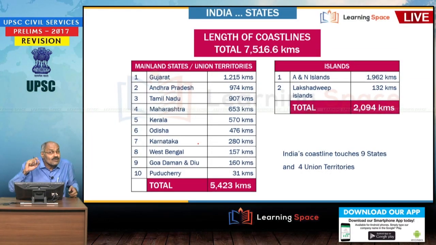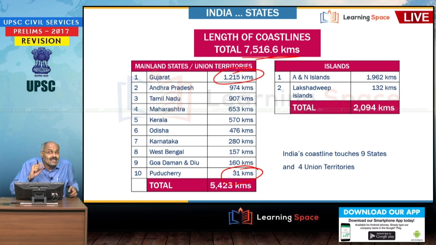And here please look into this length of coastlines, total 7,516 kilometers. And if you look at mainland states or union territories, the longest coast is by Gujarat. Please don't forget, the longest coastline is Gujarat, followed by Andhra Pradesh, Tamil Nadu, and the shortest coastline, if you look at mainland states or union territories, is pertaining to 31 kilometers.